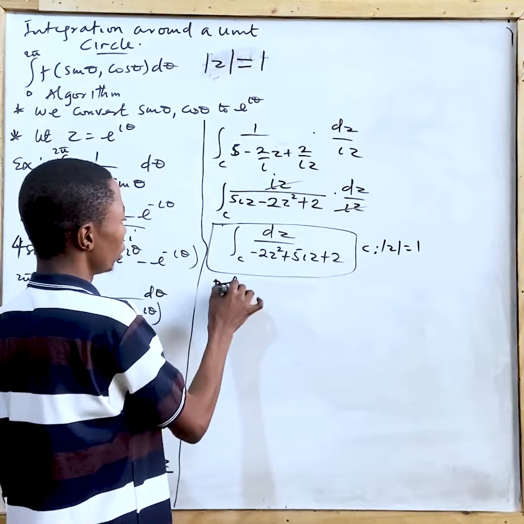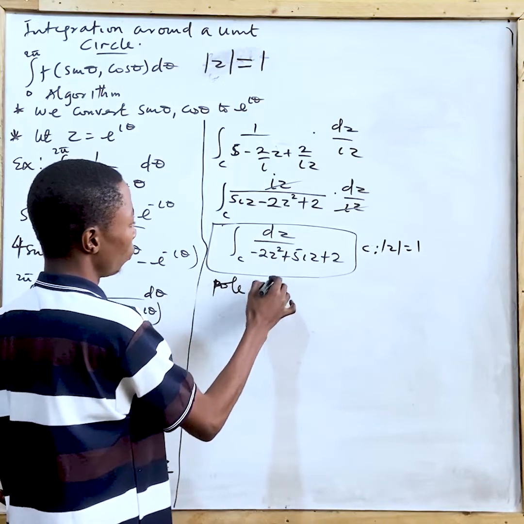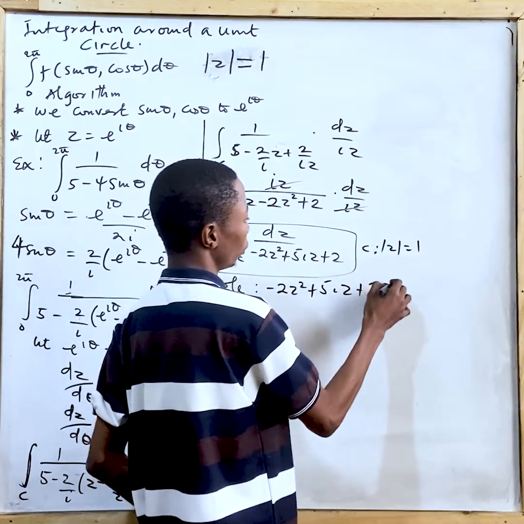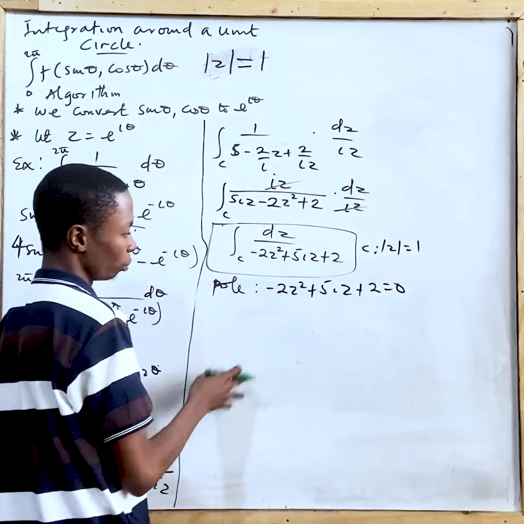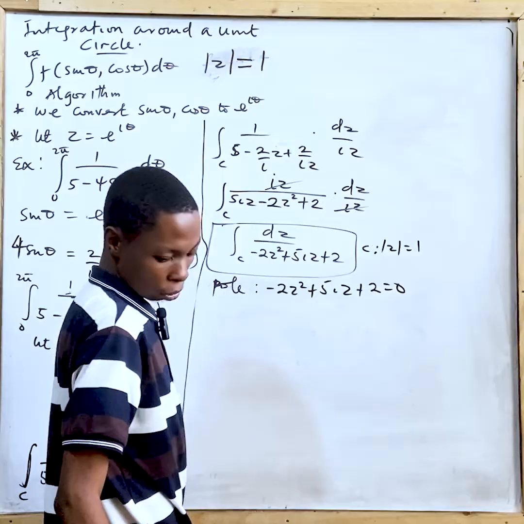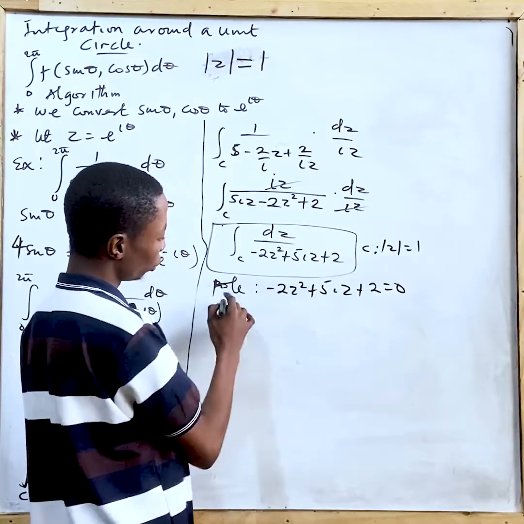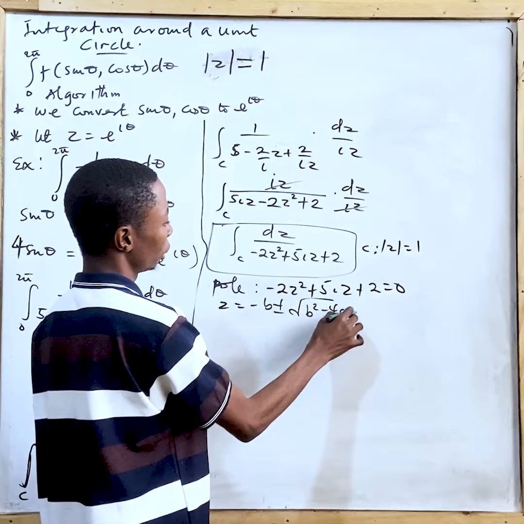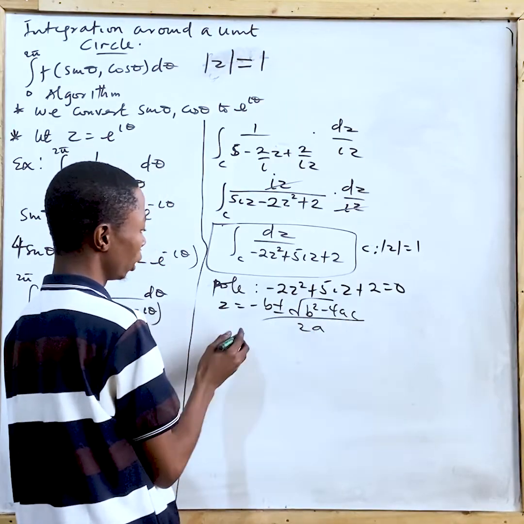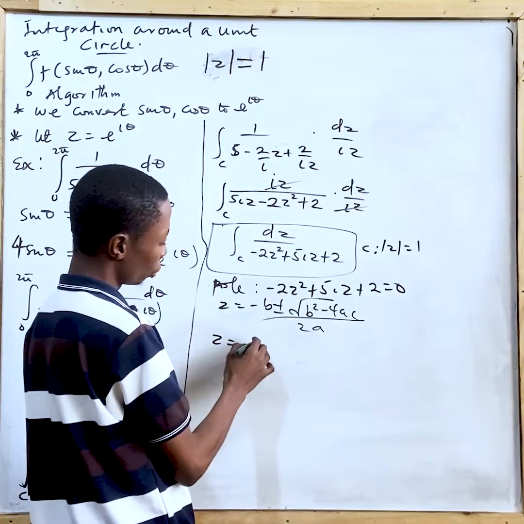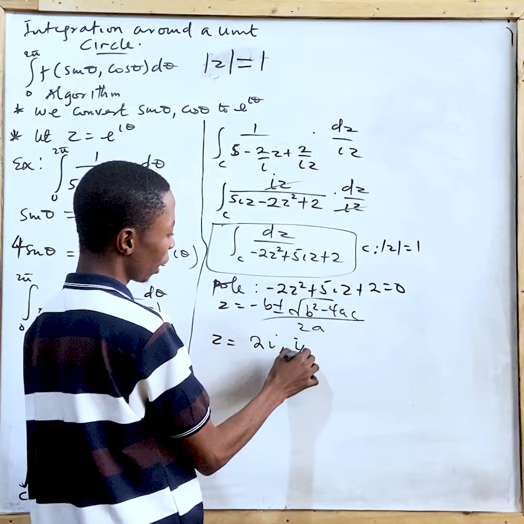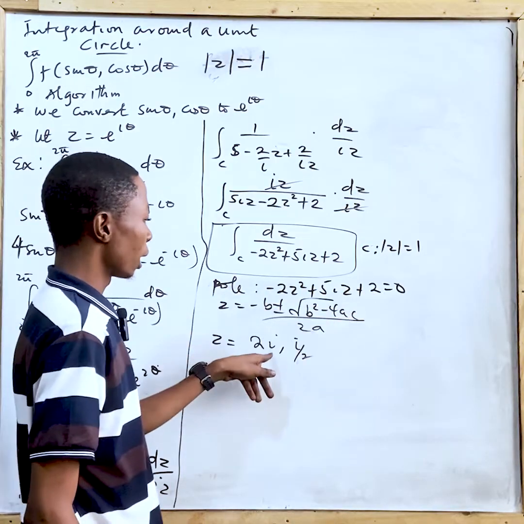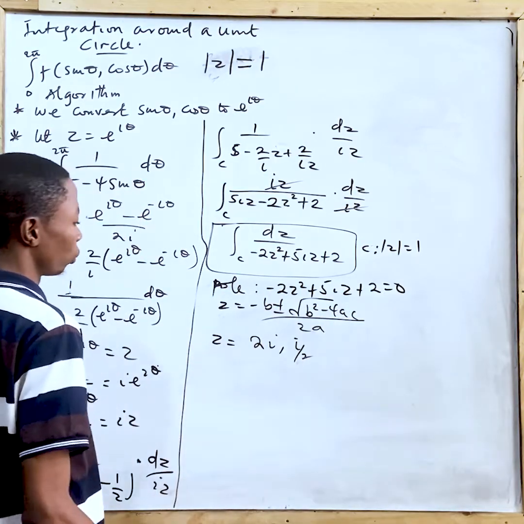So what is the pole? The pole is when this denominator is 0, when minus 2z squared plus 5iz plus 2 equals 0. When this stuff is 0, solve for z. Use the quadratic formula, z equals minus b plus or minus the square root of b squared minus 4ac, divided by 2a. We've done that one in complex numbers. So z equals 2i and i over 2. These are the solutions of this.